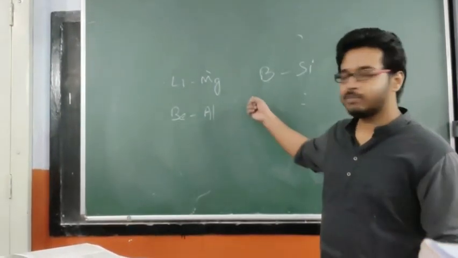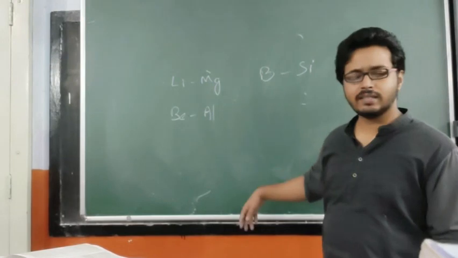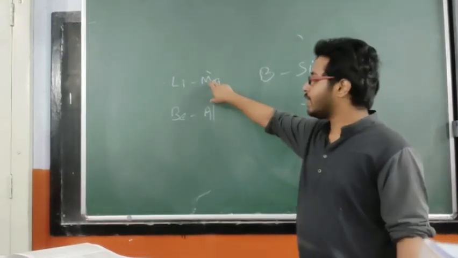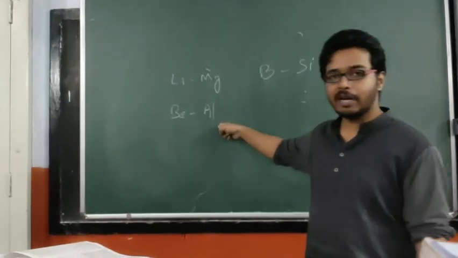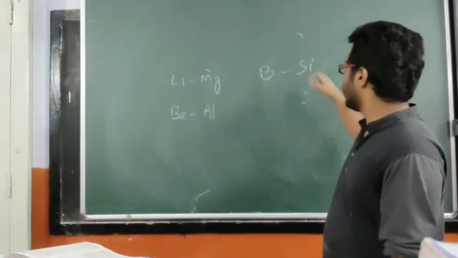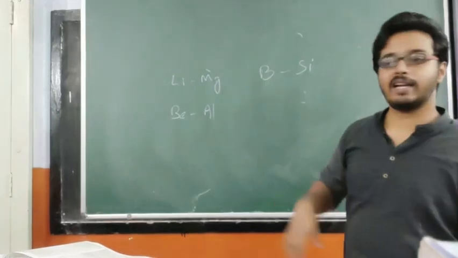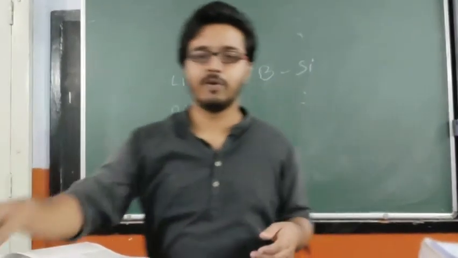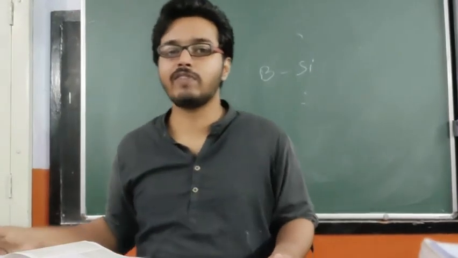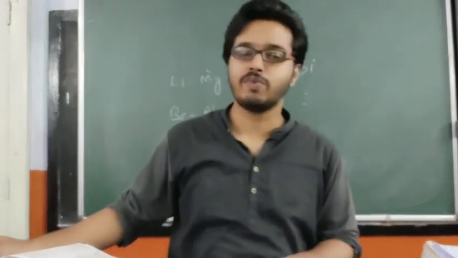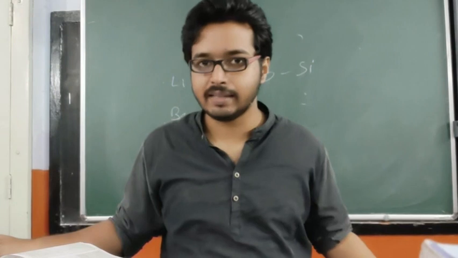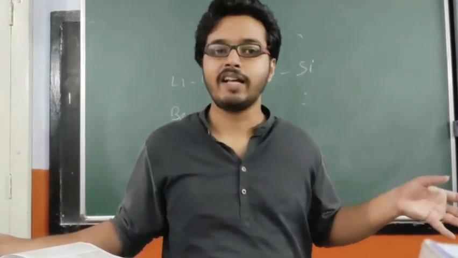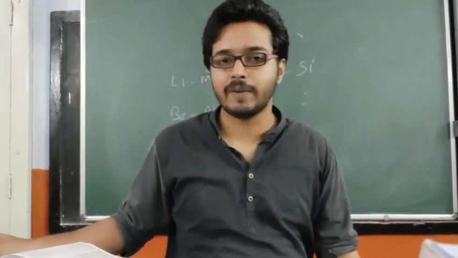Okay, these are the examples of some other bridge elements. Lithium and magnesium is one pair of bridge elements. Beryllium and aluminum is another example. Boron and silicon, and there are more. These are some of the examples given in the textbook. These elements have similar size, and because of that, they have some similar chemical properties.